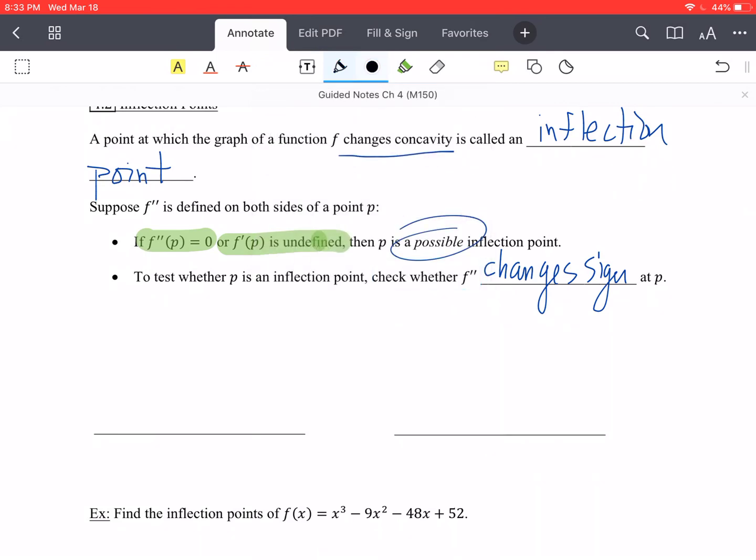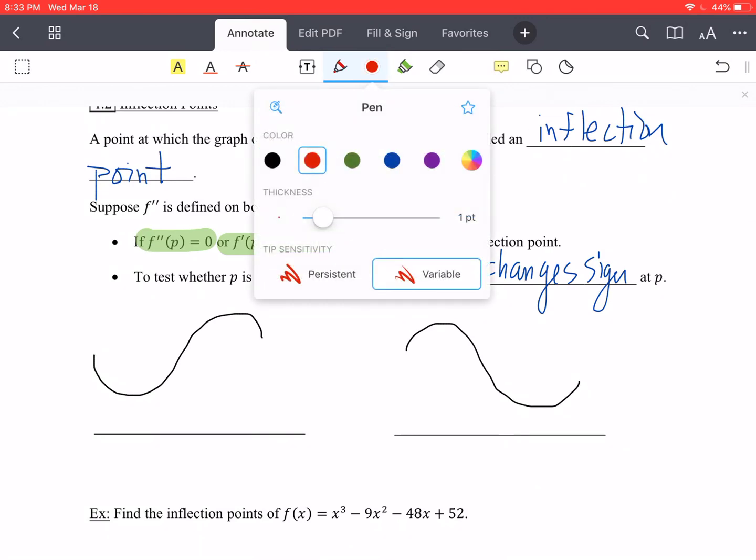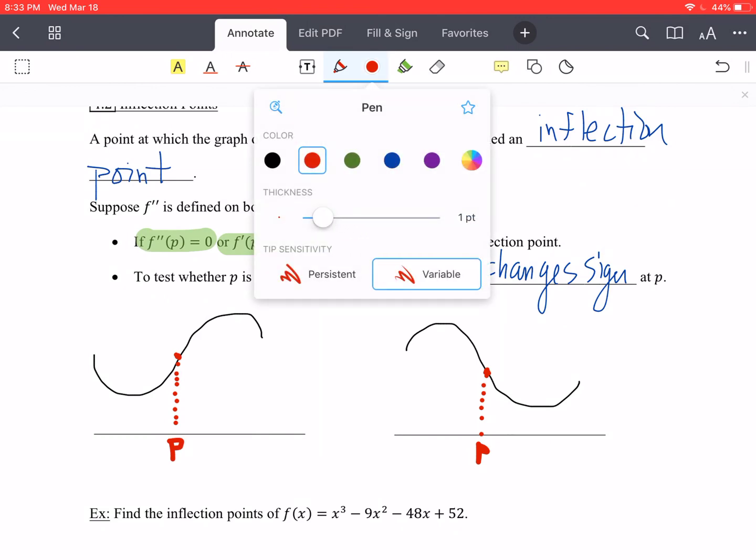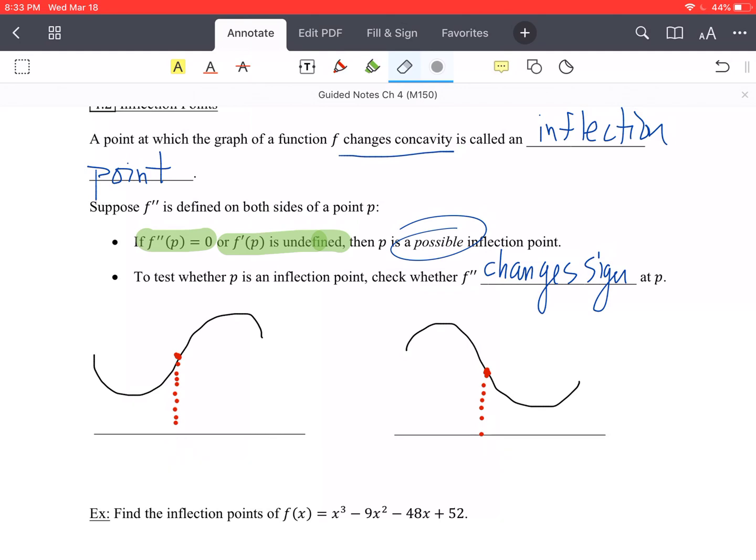So let me get a couple graphs on here. So here's a graph like that, and then one that looks kind of like this. The point in question would be right around the middle, somewhere in here. Same thing on this one. Okay, so that would be P. Shrink this back down. Okay, so there's our point P.